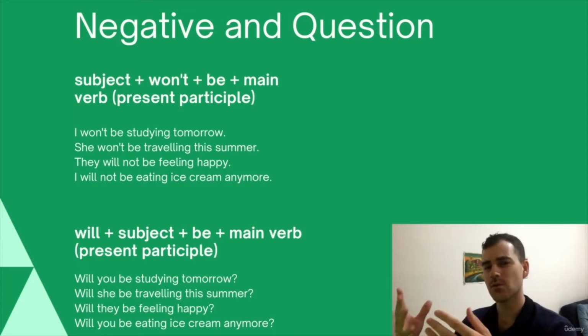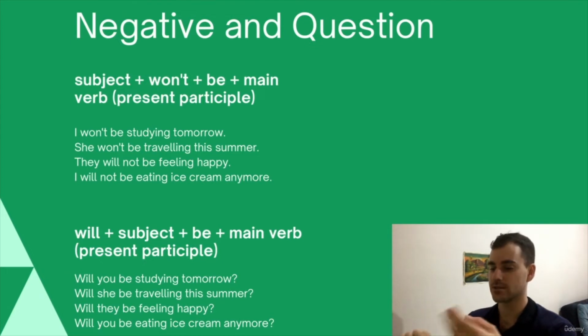There's two other forms that this tense can take. It could be negative and questions. For negative, we have to add won't. So the subject won't be, and then the main verb in the present participle. I won't be studying tomorrow. She won't be traveling this summer.